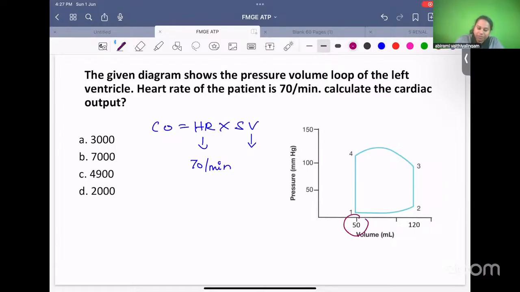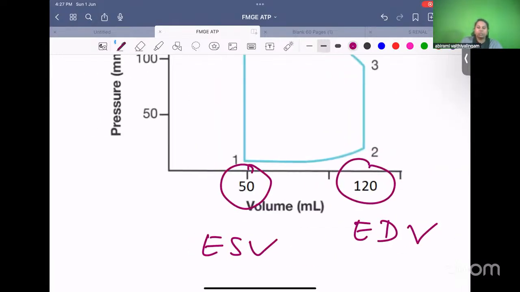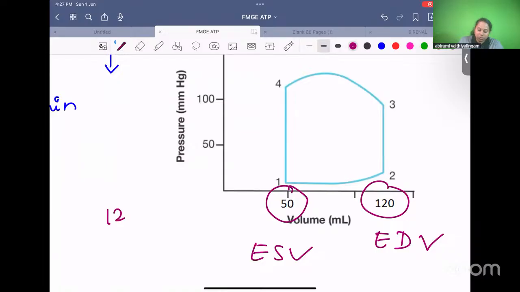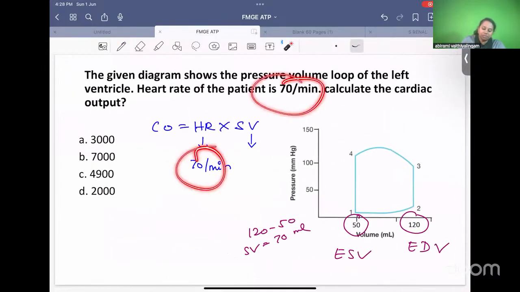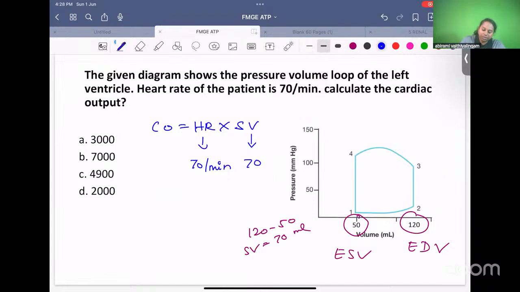What is 50 ml here? End systolic volume. What is 120 ml? End diastolic volume. So what has been given in the curve? End systolic volume and end diastolic volume. What is 120 minus 50? Stroke volume. The end diastolic volume was filled with 120. After the stroke, 50 ml is remaining. So how much has gone out? 120 minus 50, 70 ml, is the stroke volume. Heart rate is already given as 70. Stroke volume is 70 ml.